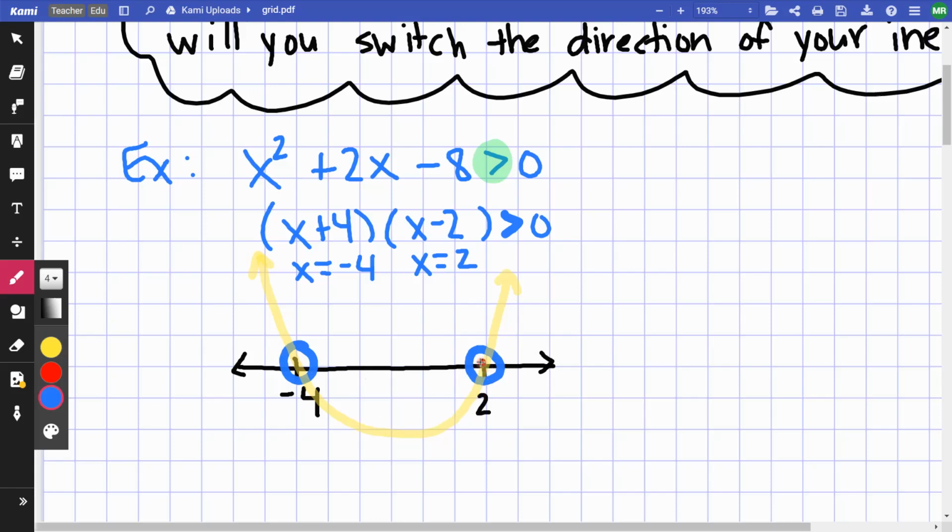Here I'm at 0. And then again, outside of 2, I'm going to be above the x-axis. I want things greater than, so I don't want to be in between, because that's going to give me values less than. I'm going to be outside because this is going to give me higher values. So my graph is going to look like that. The blue is my graph. The yellow is just to help me.